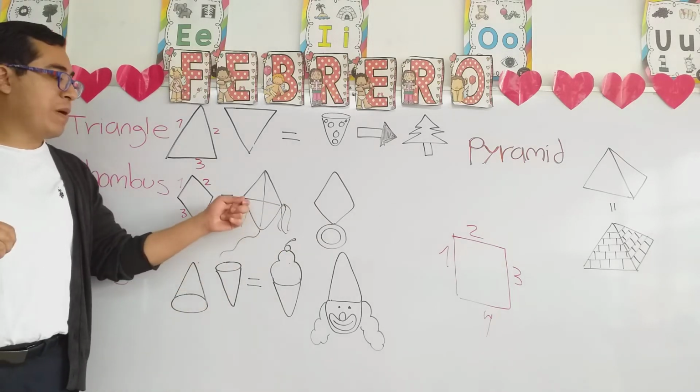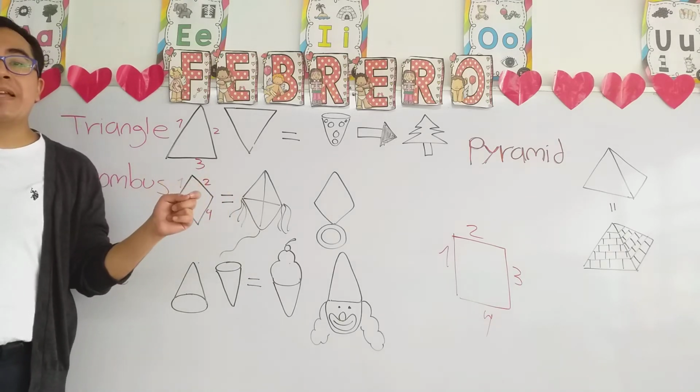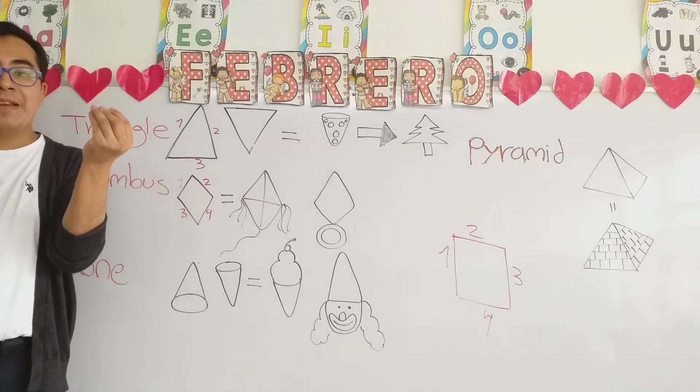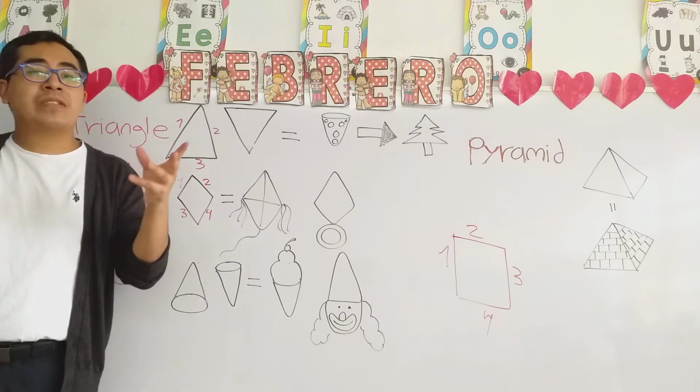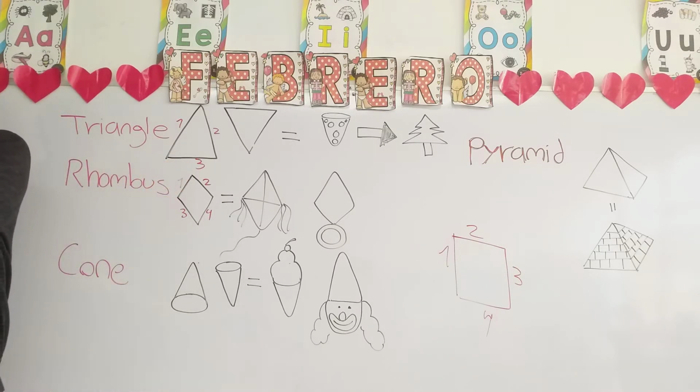Recuerden que un cometa o papalote es un juguete que está hecho de papel con un hilo para sujetarlo. Lo tenemos que sujetar porque este juguete, al exponerlo al aire, si no lo sujetamos, pues se lo lleva el viento.